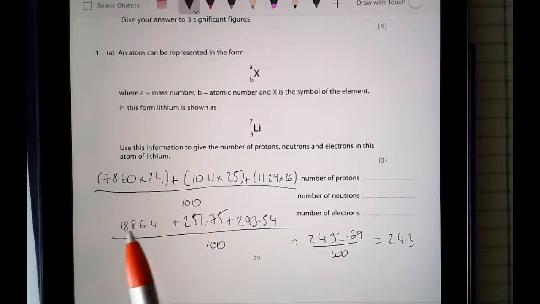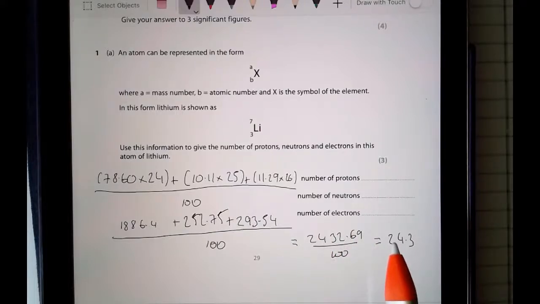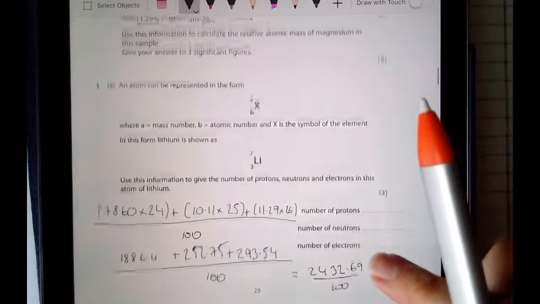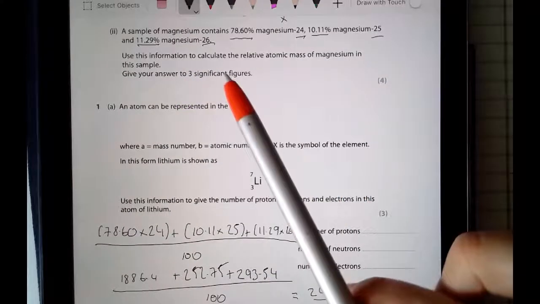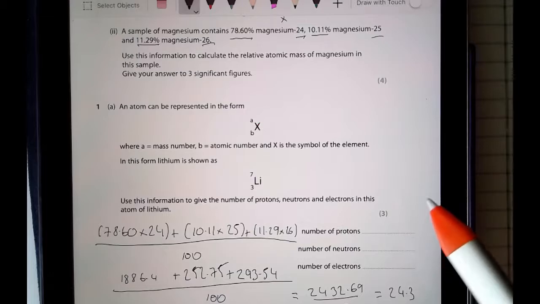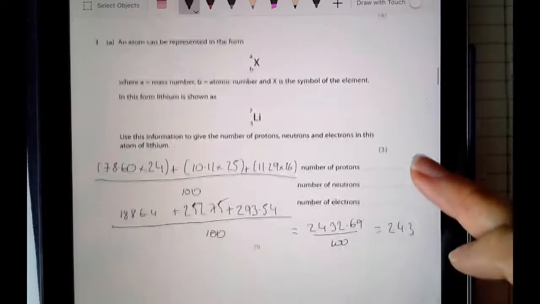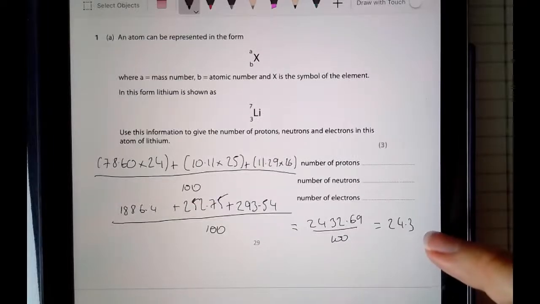I've worked out each of these individually. Again, if you just do it all on your calculator, you're likely to make a mistake. So I've worked it all out individually, and then I'm dividing by 100. When I've added those numbers together, I get this, and then I divide by 100 and I get 24.3. You are asked to give your answer to 3 significant figures, which is why I've rounded it to 1 decimal place.